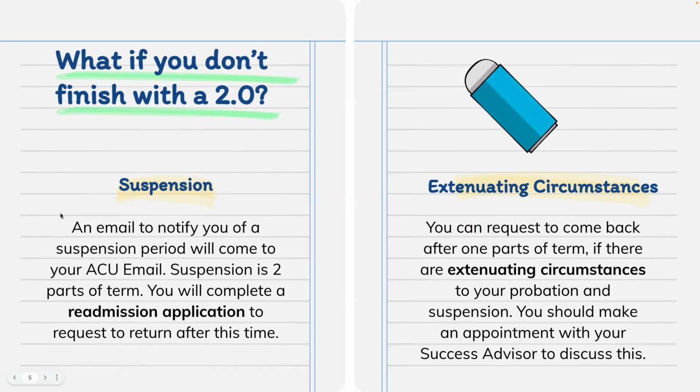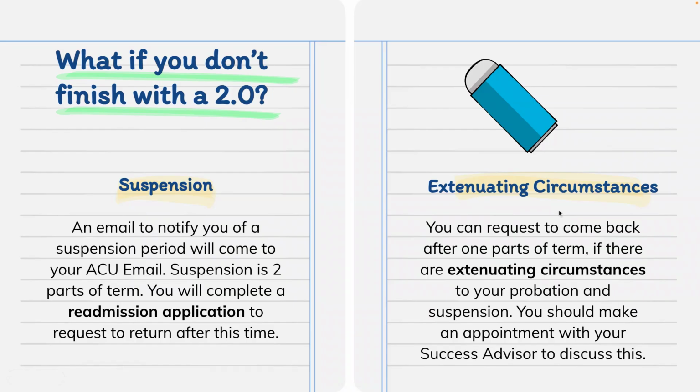So, what if you don't finish above a 2.0? Then you will be emailed a suspension email, and suspension is also for 2 parts of term. You will have to complete a readmissions application to return.